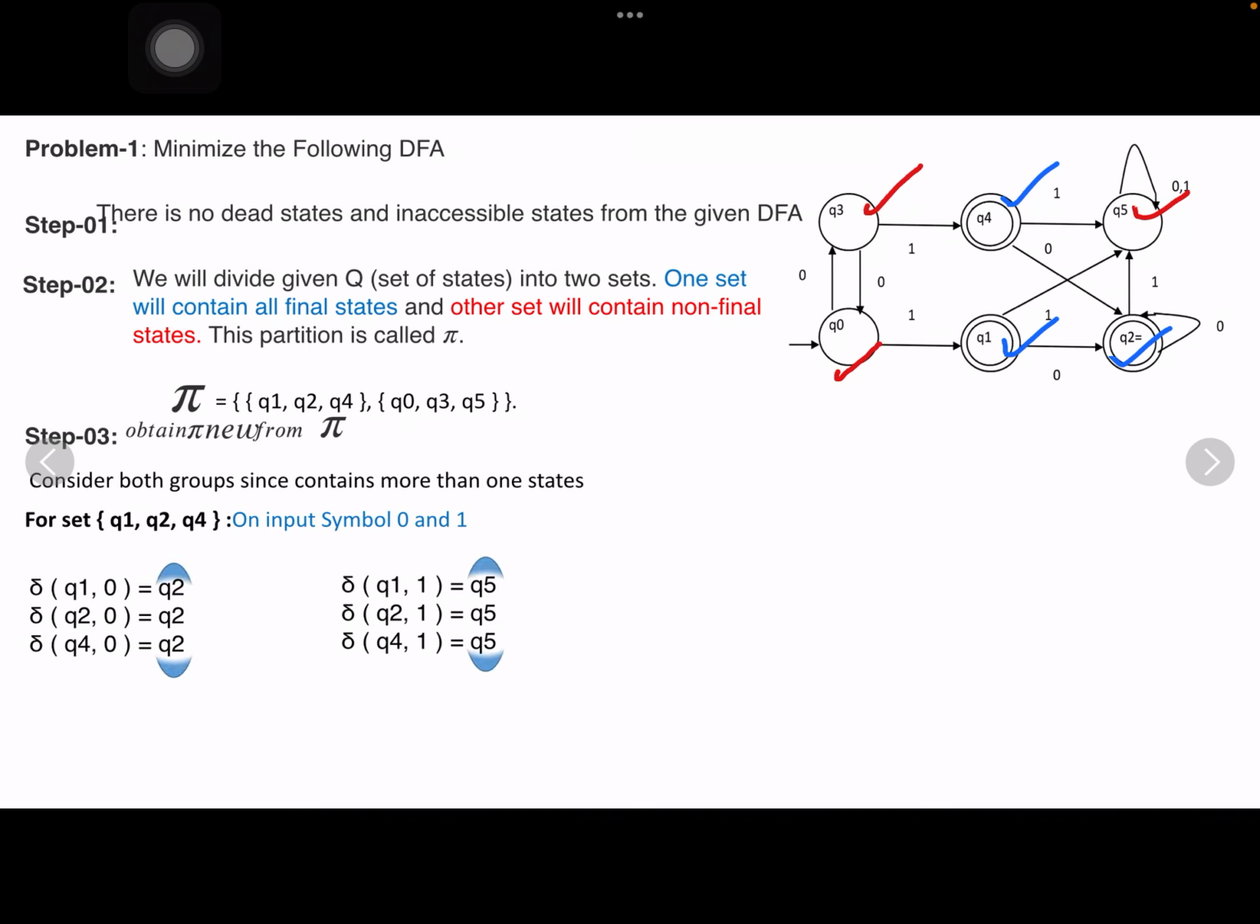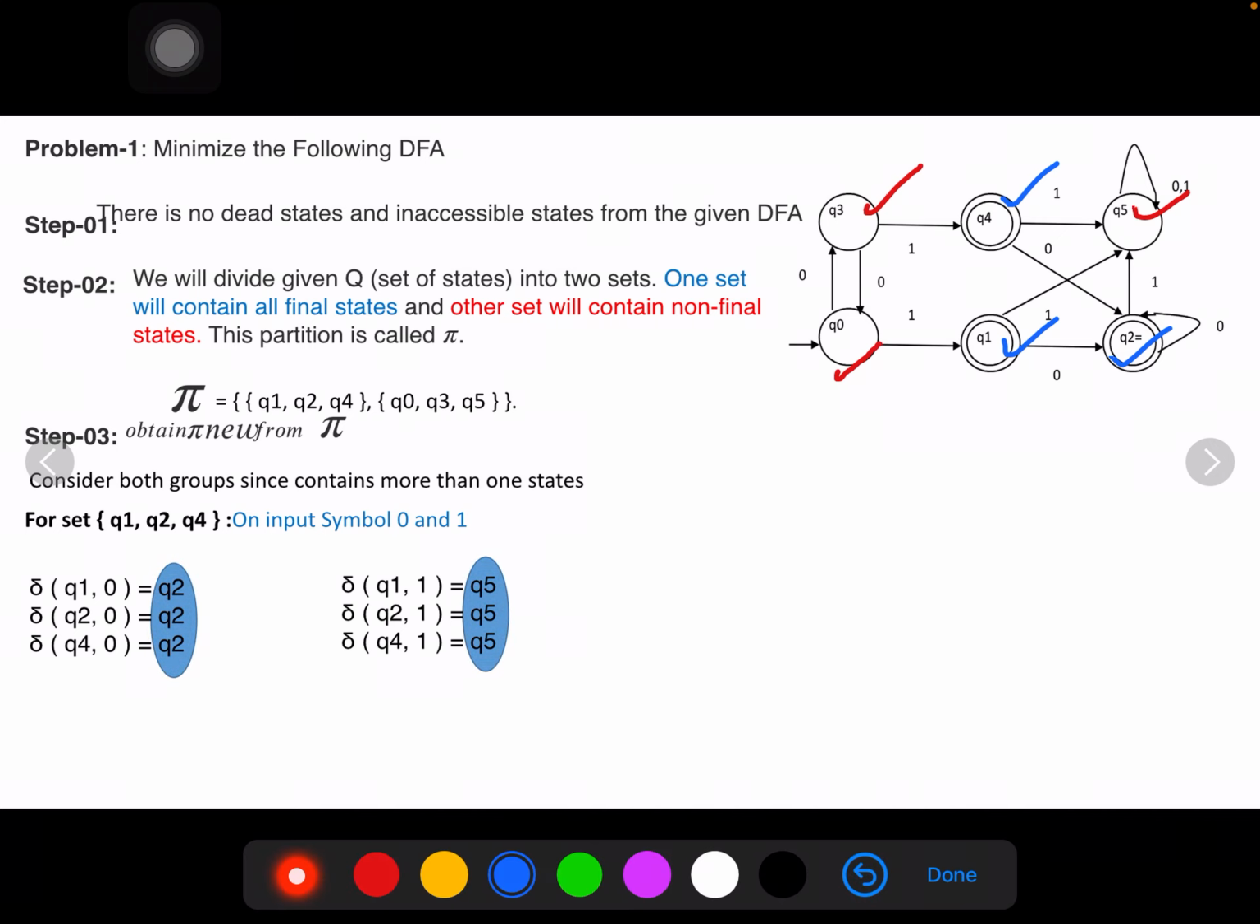Now you have to find the transition, then look at the color coded resulting sets. All these resulting states, Q2 and Q2, belong to one specific group. What is that group? Q1, Q2, Q4 is the first group. These resulting states belong to one specific group, so there is no partition.